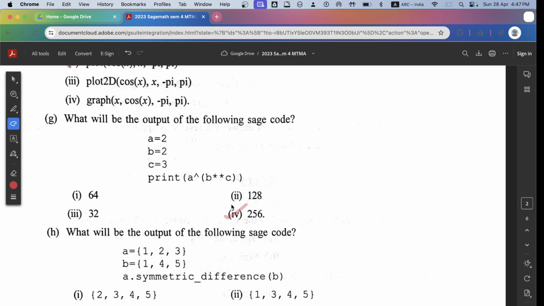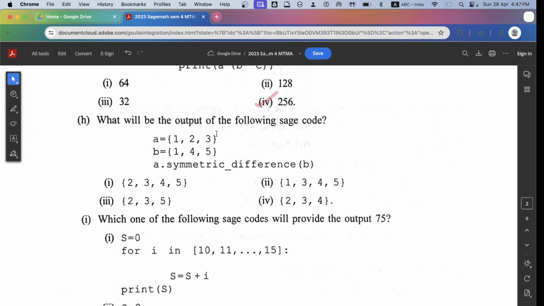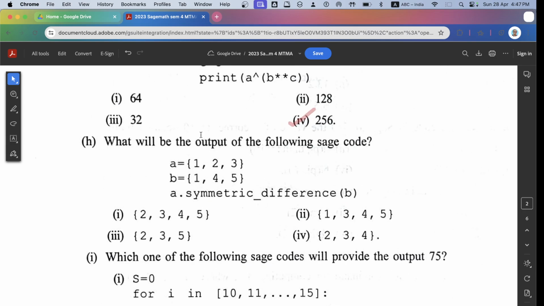Question H: what will be the output of the following Sage code. A equal to the set 1, 2, 3, within curly brackets. B equal to A dot symmetric_difference B, and this is the A delta B, that means the symmetric difference. So first, the common elements of A and B from these sets: the common element is 1.